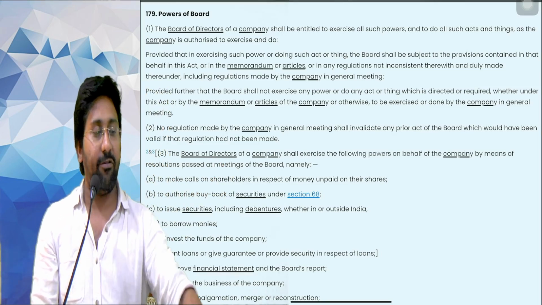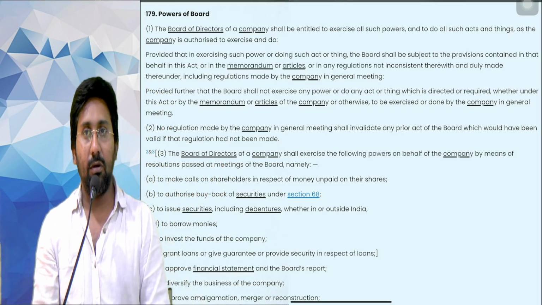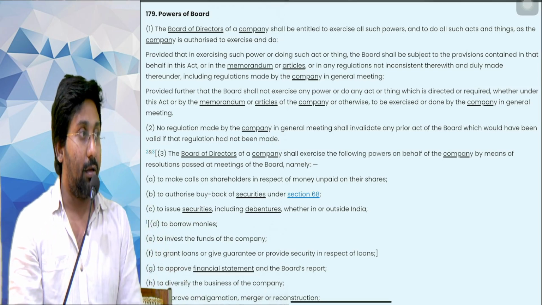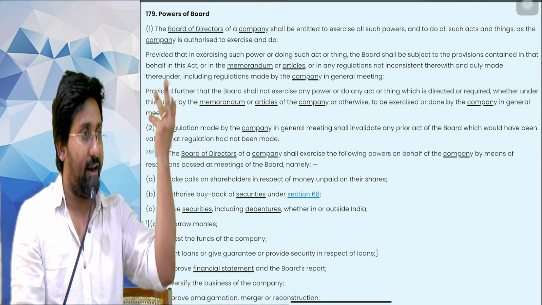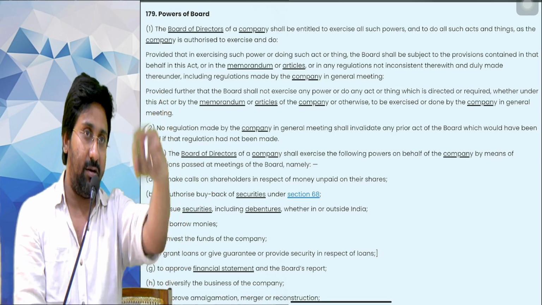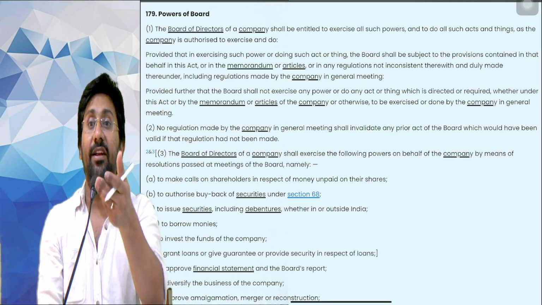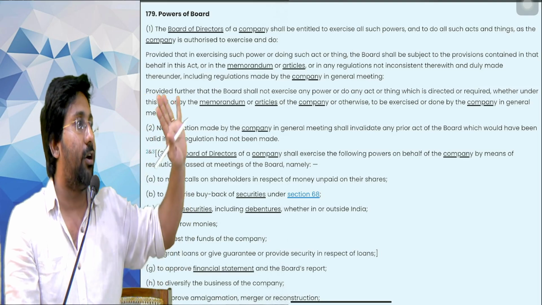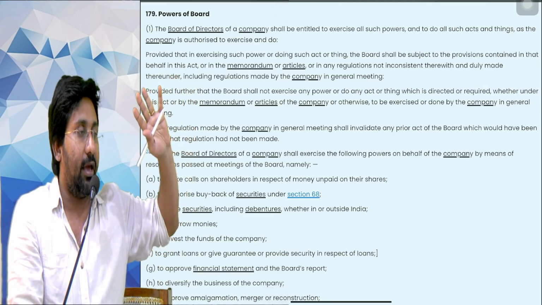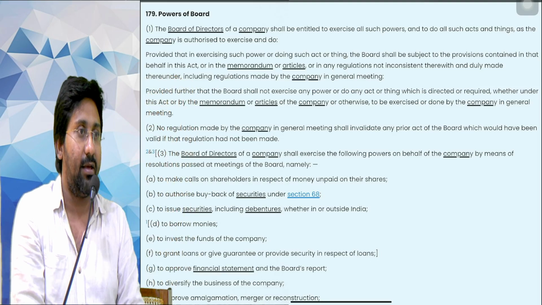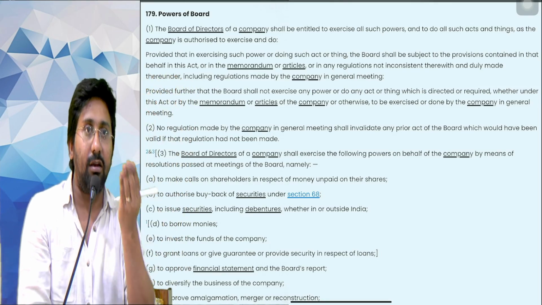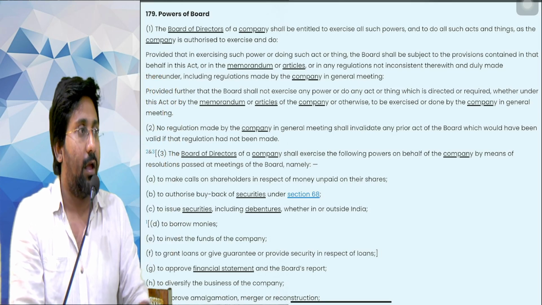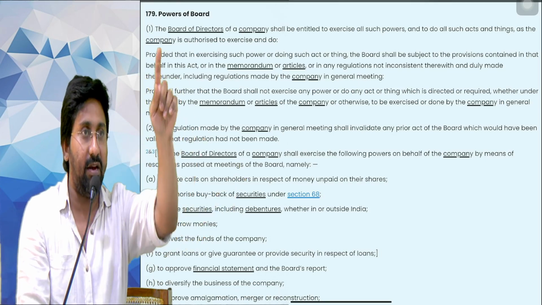I will ask you one question. Who will propose the dividend? Who will declare the dividend? Shareholders in a general meeting. In the annual general meeting, there are four ordinary businesses. What are the four ordinary businesses? One second. Number one.